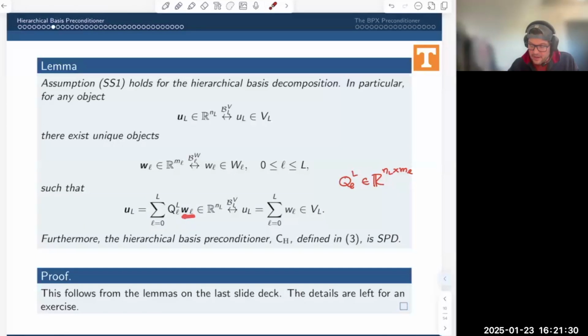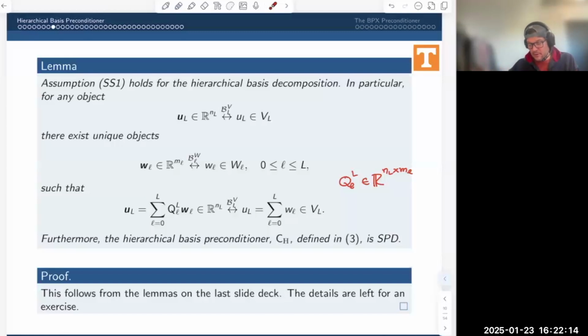This is a vector which is small, from R^{m_l}, but when I multiply it times this matrix, remember this matrix, as I just said previously, has a lot of zeros in it, kind of padding things. So this expands the size of this and stretches it out to a vector that has a lot of entries, n_L entries. And then finally, I can add things together to get u_L. Now, why is this true? Why do I have these unique objects? Well, this is just a fact that uses the fact that the hierarchical basis is a basis for V_L.